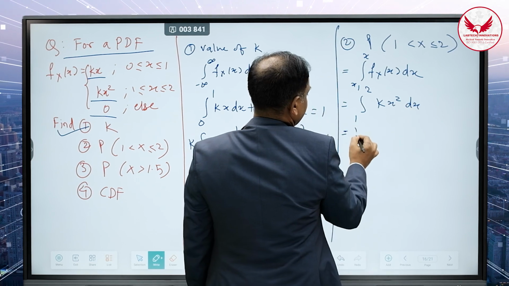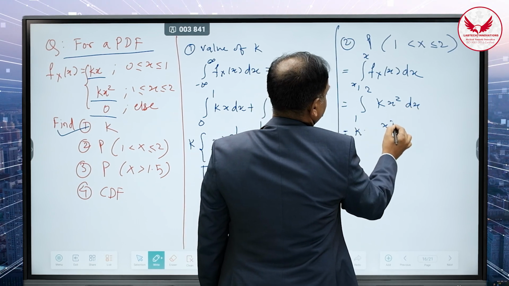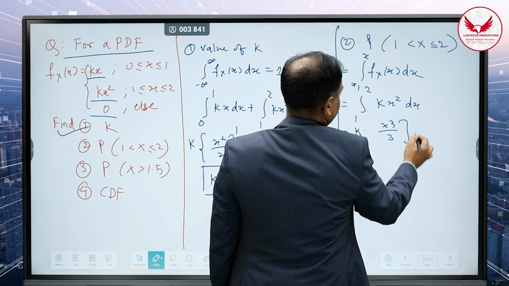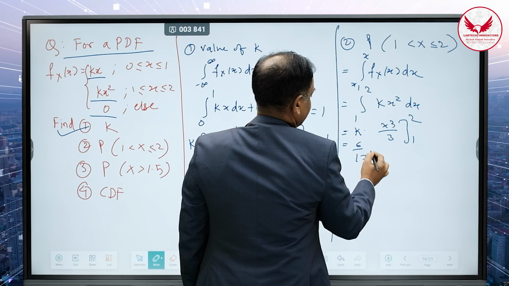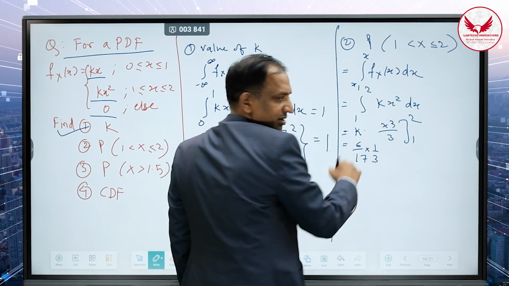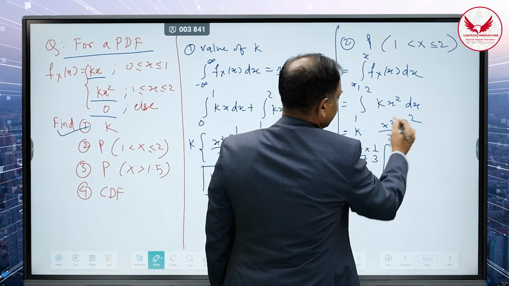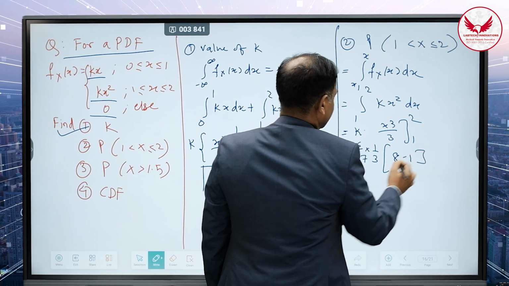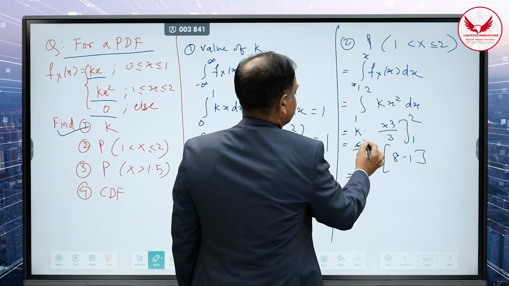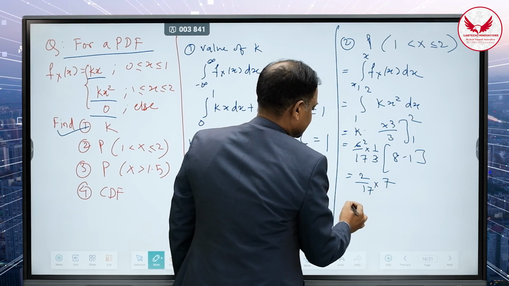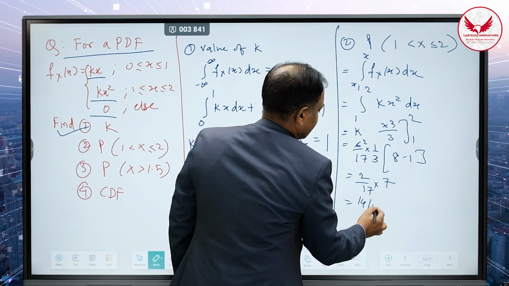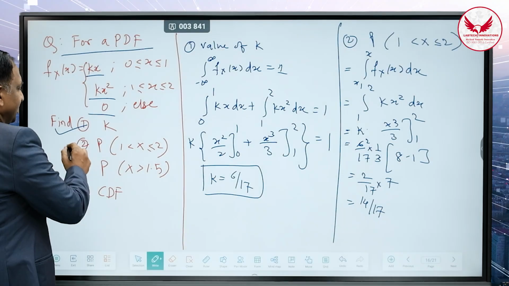This is equal to k, a constant, times x cube divided by 3, with the limit from 1 to 2. We know k is 6 by 17, so 6/17 into 1/3, I will take it outside, times x cube: 2 cube is 8 minus 1. So this is equal to 2/17 into 7, which equals 14 by 17. Now we have found the probability between 1 to 2.